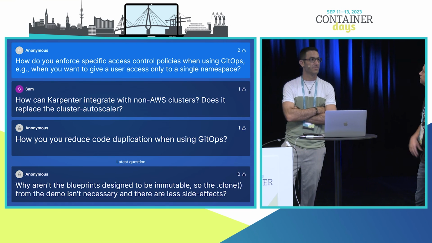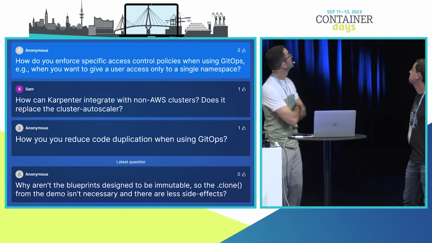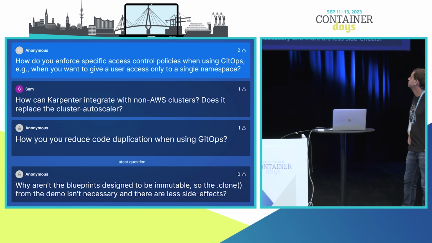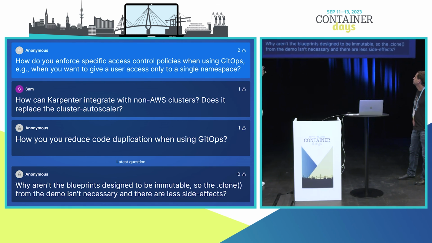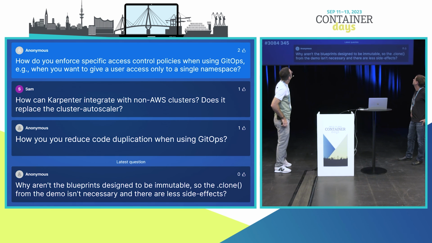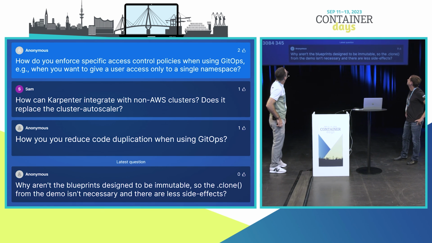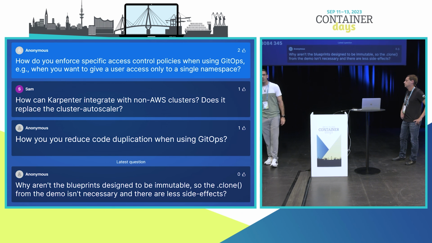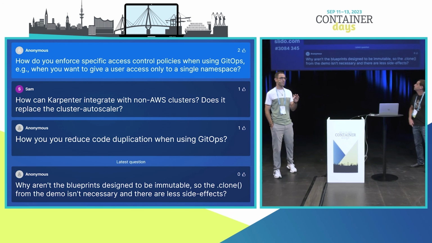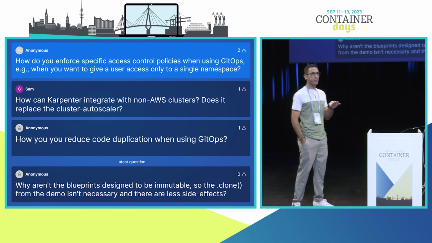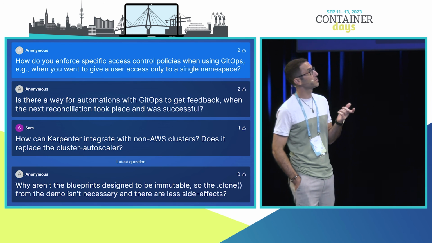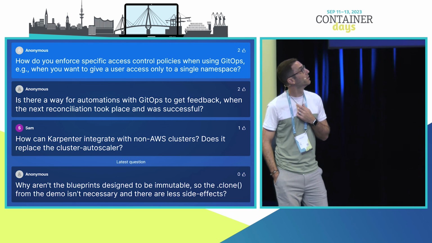So one that I'd like to ask you is, how do you enforce specific access control policies when using GitOps? For example, when you want to give a user access to only a single namespace. In Argo, you have app projects where you can define which specific target environments you can have access to. If I get the question right, this is the way to go.